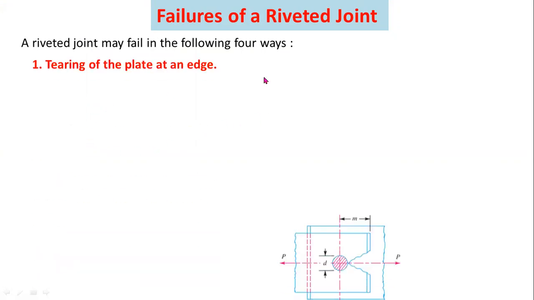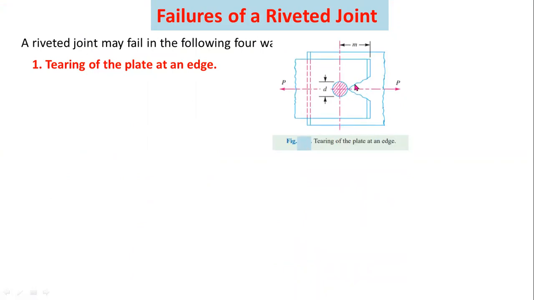First one is the tearing of the plate. Here you can observe tearing of the plate at an edge of the plate. To avoid this failure, you have to provide proper margin. The distance between the center of the rivet and the nearest edge of the plate is called margin. You have to provide margin m equal to 1.5 times the diameter of the rivet, that is, m equal to 1.5 d.